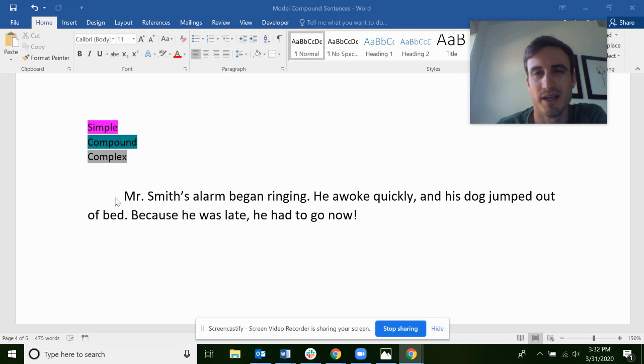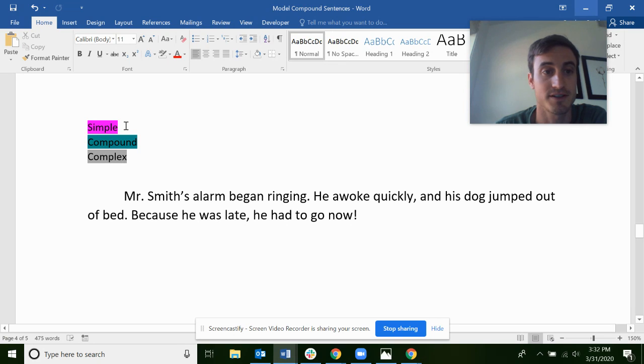This is about me waking up late. Mr. Smith's alarm began ringing. He awoke quickly and his dog jumped out of bed. Because he was late, he had to go now. Okay. This shows a variety of sentences, simple, compound, and complex. My simple sentence is actually my very first sentence.